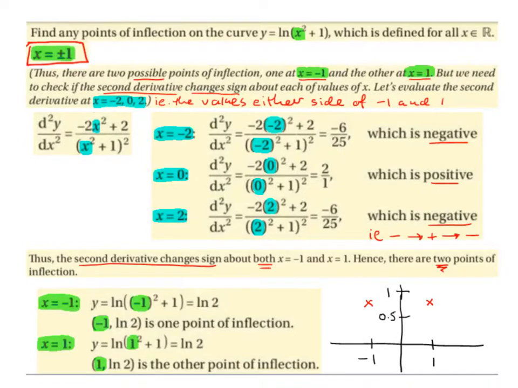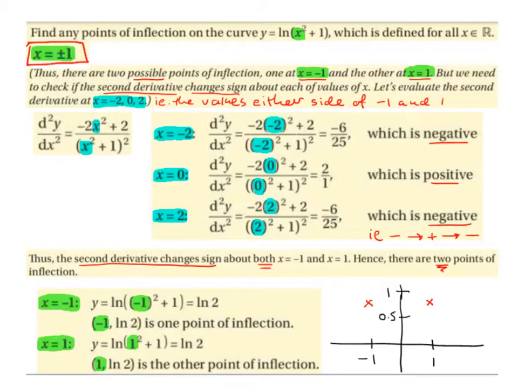Now remember, we were asked to find the points of inflection. And a point has an x value and a y value. So we take our two x values, which are 1 and minus 1, and we substitute them back into the original function. The original function was y equals the natural log of x squared plus 1. So we swap this x for 1 and minus 1. When x is minus 1, we get the natural log of minus 1 squared plus 1, which is the natural log of 2. So minus 1, natural log of 2, is one point of inflection.